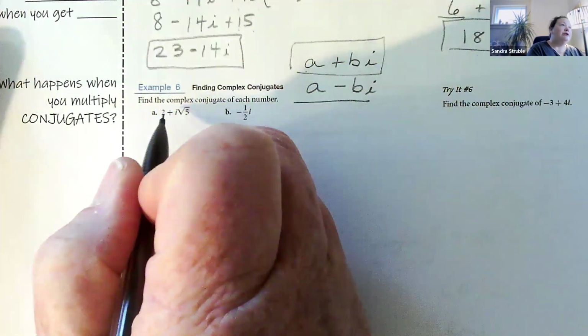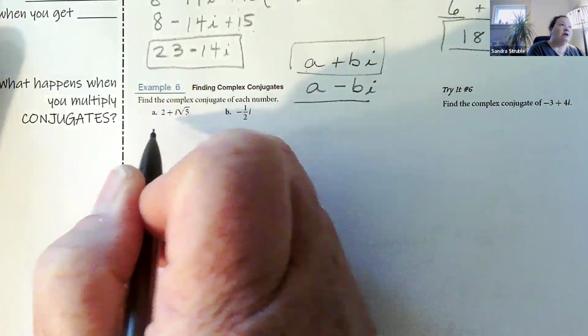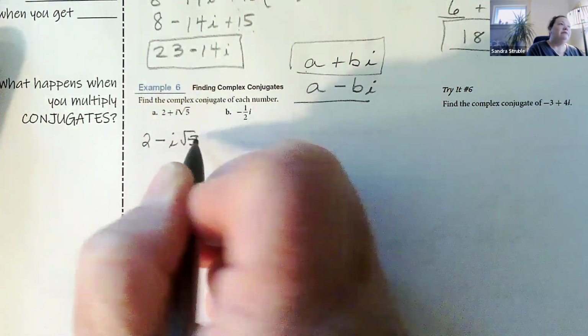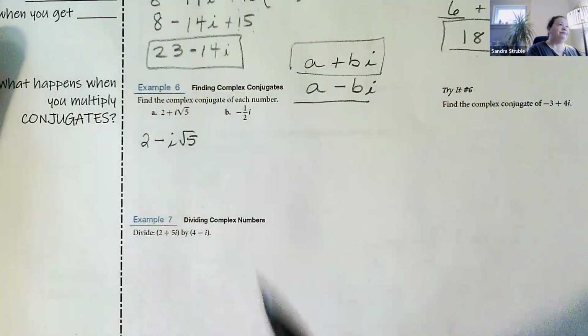So if my original is 2 plus i square root of 5, my complex conjugate is going to be 2 minus i square root of 5. Okay, go ahead and try it for this next one. Pause the video and then come back.